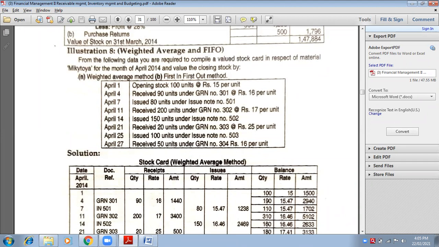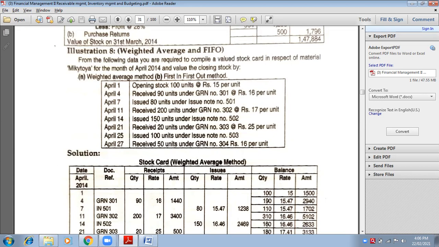From the following data, you are required to compile a valued stock card in respect of material Mikitoya for the month of April 2014 and value the closing stock by weighted average and FIFO, but this sum we are going to focus on the FIFO method only. We are trying to practice the FIFO method, okay? So now we will do FIFO, and then later on we will start with the weighted average method. Is that fine with everyone? Yes, ma'am.